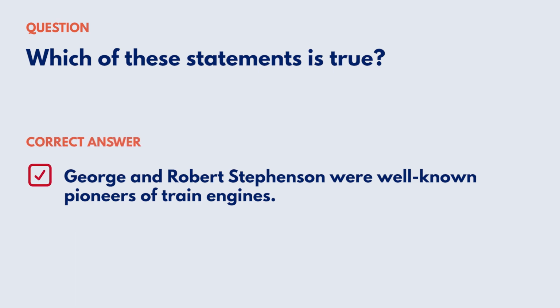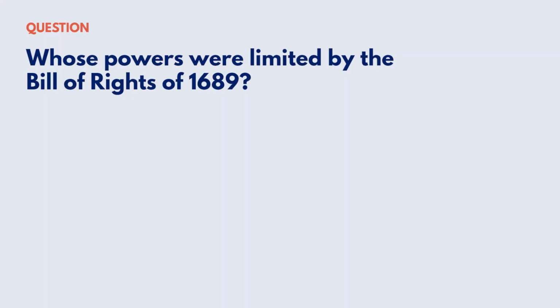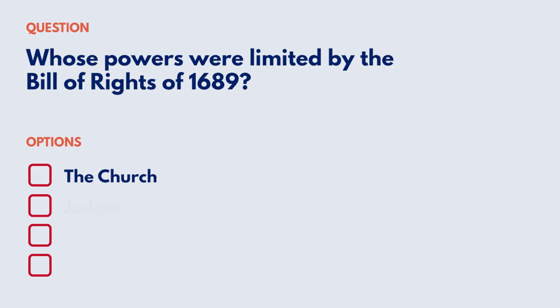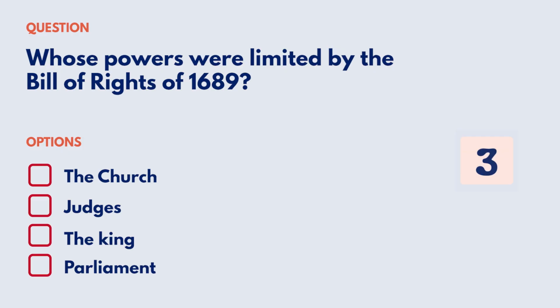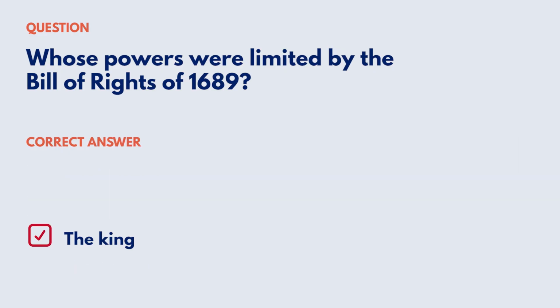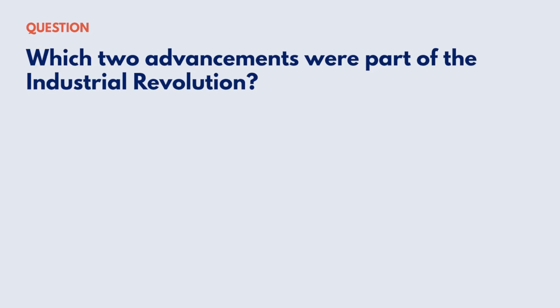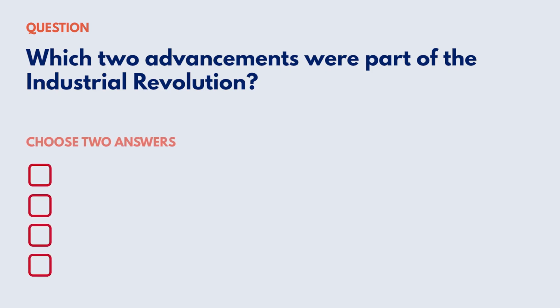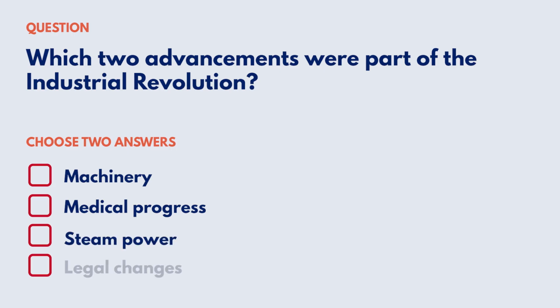Right answer. George and Robert Stephenson were well-known pioneers of train engines, whose powers were limited by the Bill of Rights of 1689. The Church. Judges. The King. Parliament. Right answer. The King. Which two advancements were part of the Industrial Revolution? Machinery. Medical progress. Steam power. Legal changes.